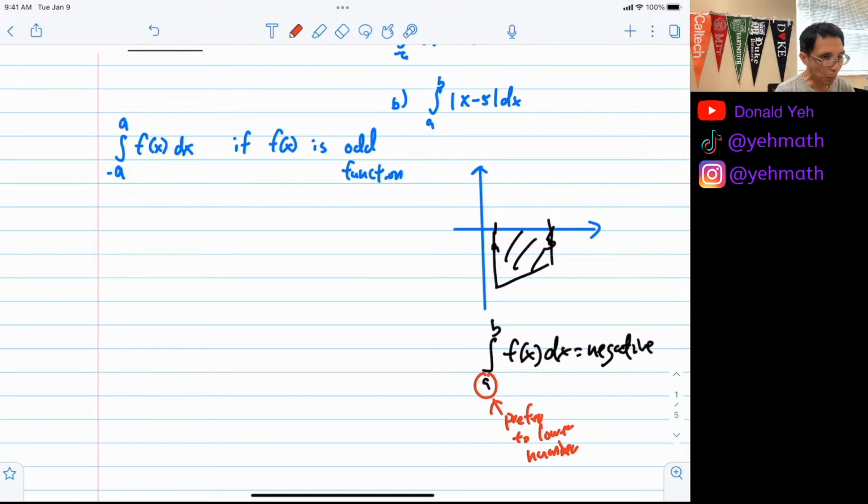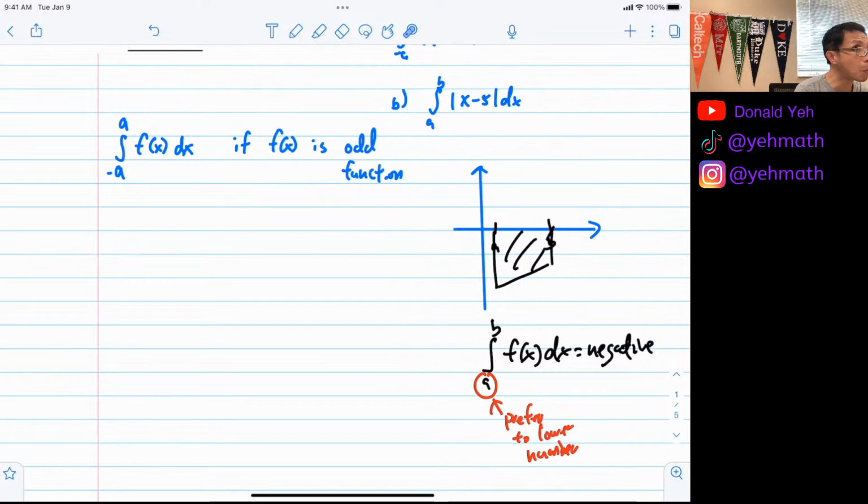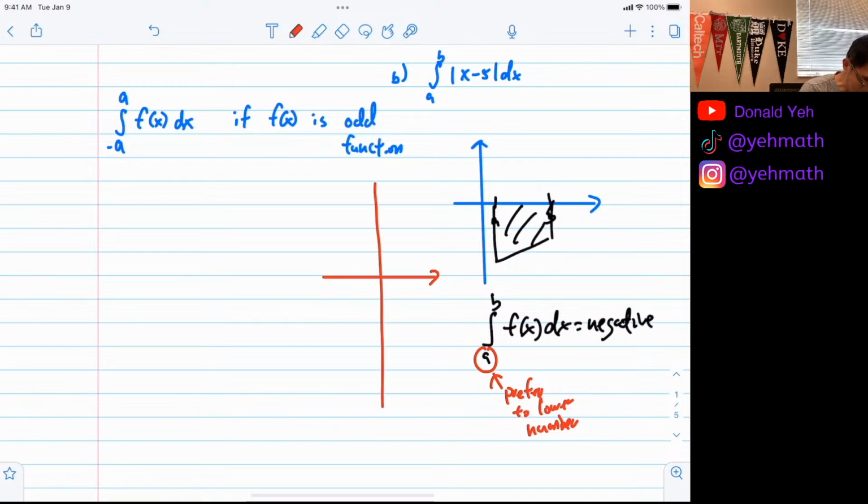Now, again, why did I talk about this before I talk about odd functions? Can you guys name me an odd function? Any odd function that you can think of? X cubed. Thank you, x cubed. Very good. So y equal to x cubed is going to look something like this.